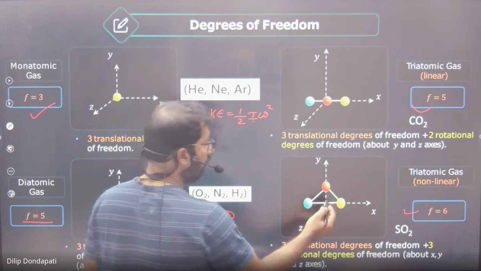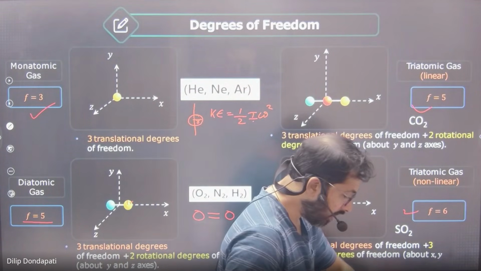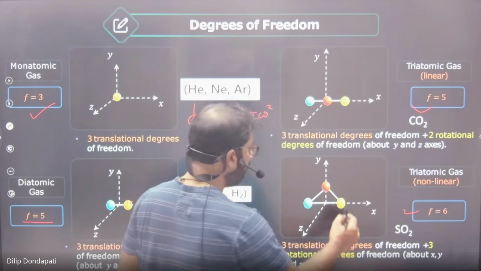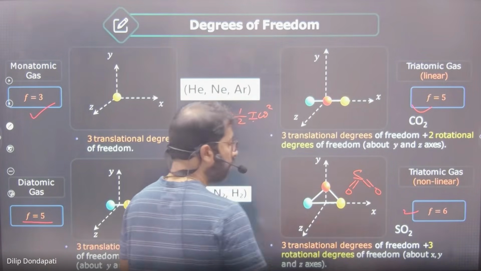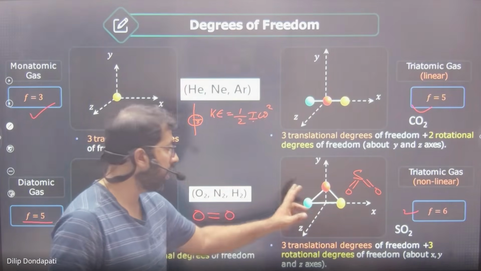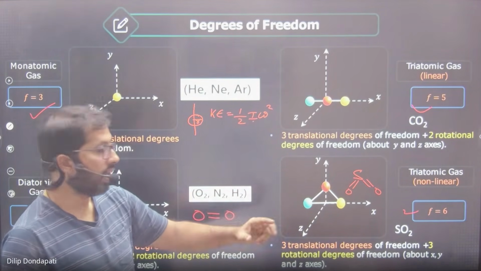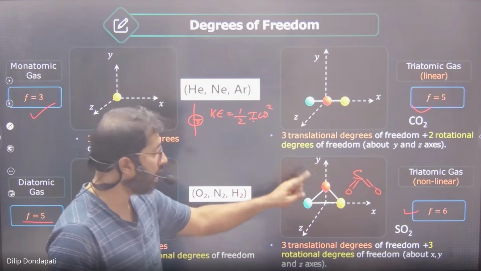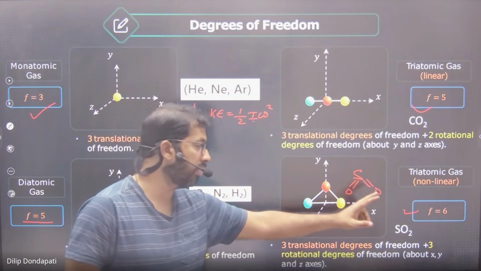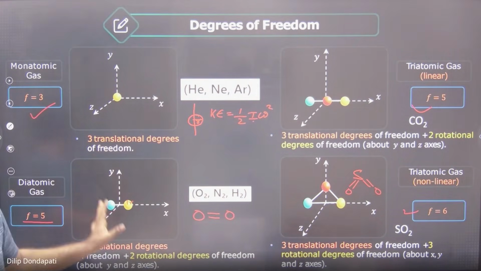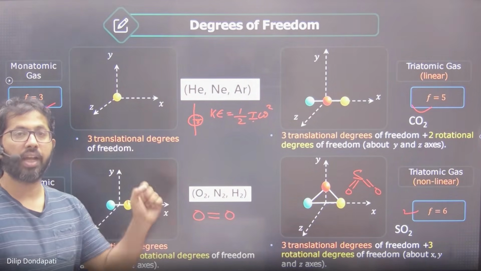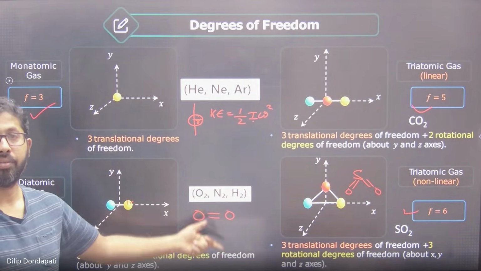Why? Because when you see the non-linear molecule in the diagram, take SO2 as the example. The molecule can move in the x, y and z directions, and also rotate around the x, y and z directions. So we have degree of freedom 6. Normally this is the standard one. If the question mentions high temperature, we have to add 2.